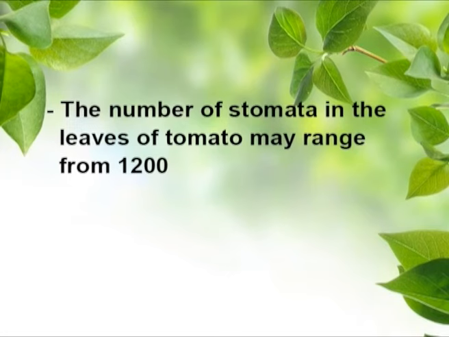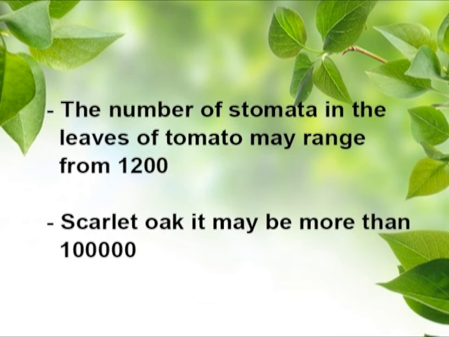Stomatal frequency of trees and shrubs is higher than herbs. For example, the number of stomata in the leaves of tomato may range from 1200, while in scarlet oak it may be more than 1 lakh. Stomata nearly occupy 1 to 2% of the total leaf area when fully open.